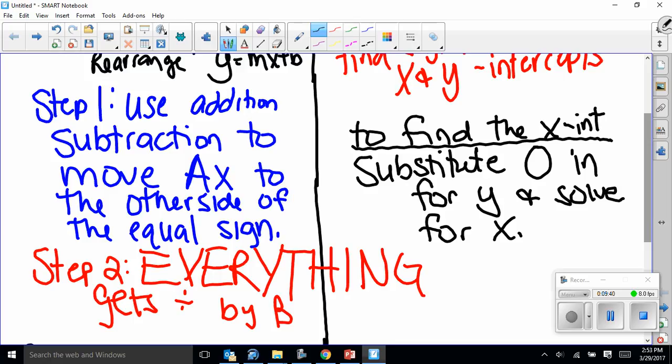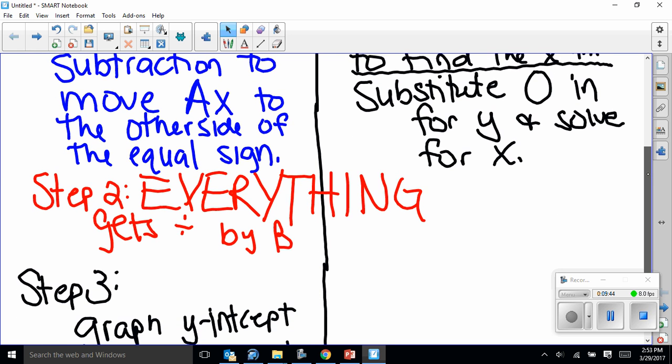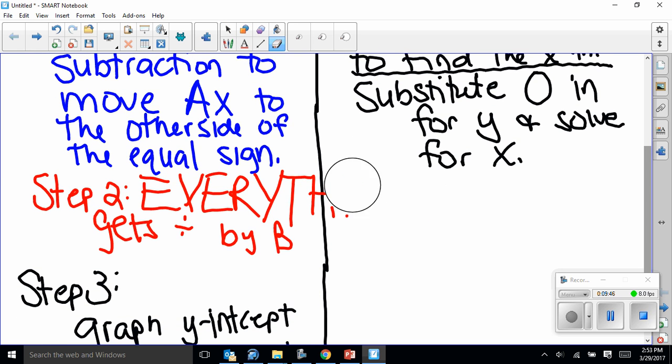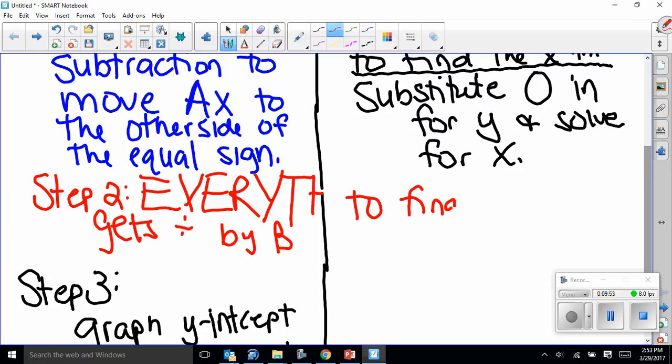All right, so now to find the y-intercept, what do you think we're going to do? Solve? Well, we already solved for x. We're going to solve for y. So to find the y-intercept, what's the x-coordinate for any y-intercept? 0.